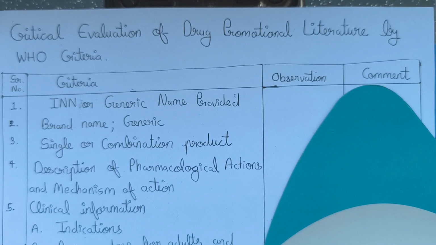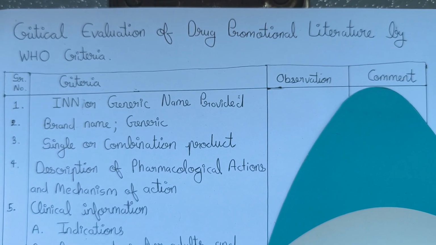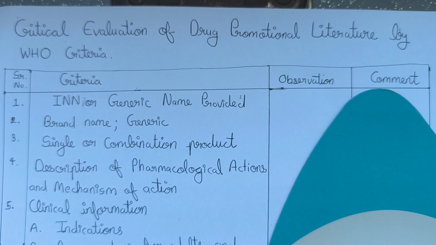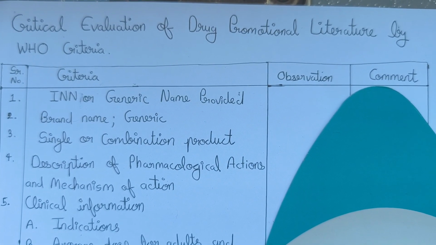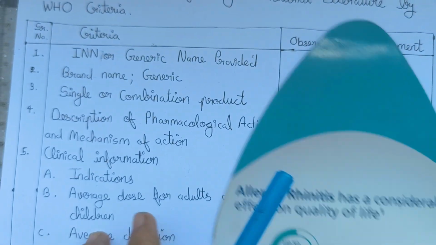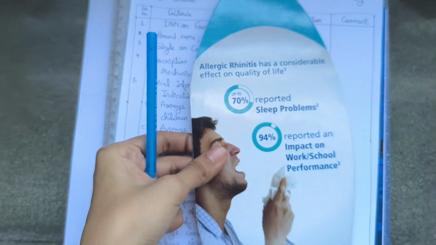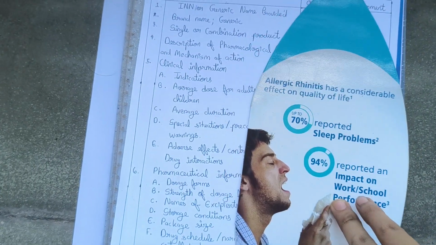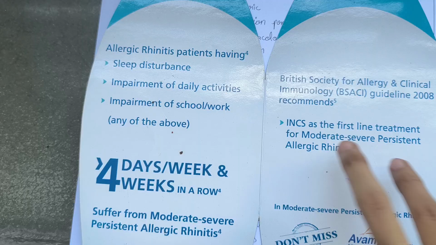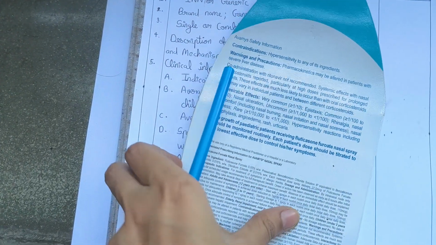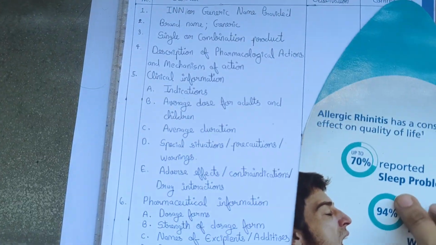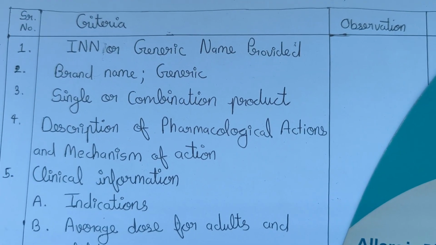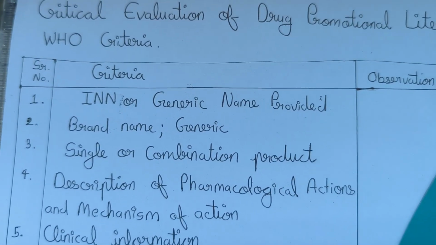Hello everyone. Today we will see what are the criteria set by WHO for drug promotional literature. So what is drug promotional literature? This is a pamphlet which is known as drug promotional literature, which contains all the information about the drugs and its usage, contraindication, etc. So we will see what are the ideal criteria which a drug promotional literature should have according to the WHO.